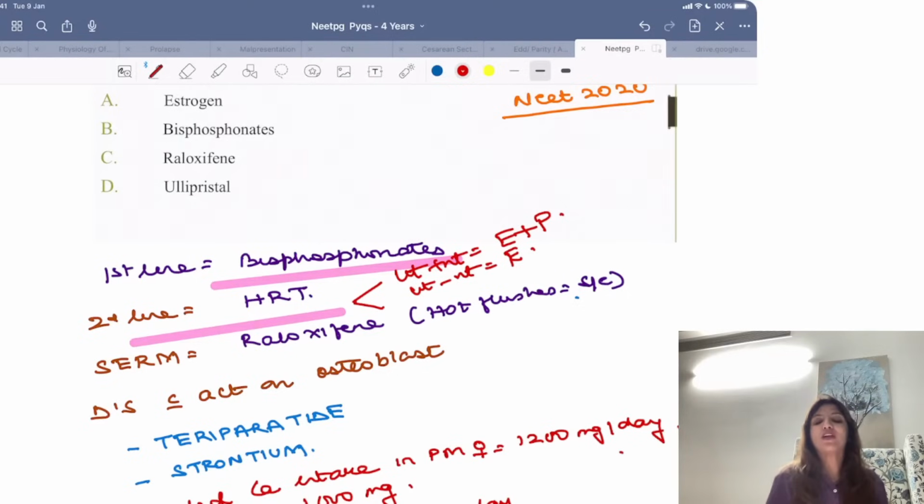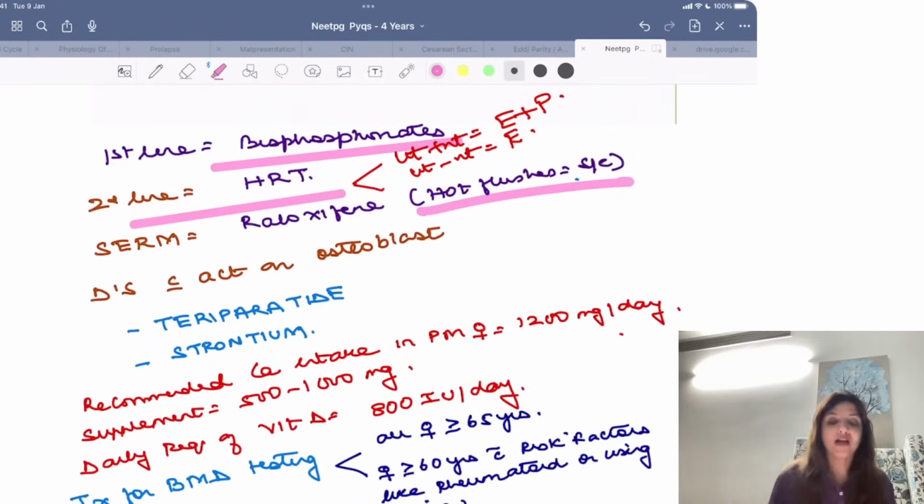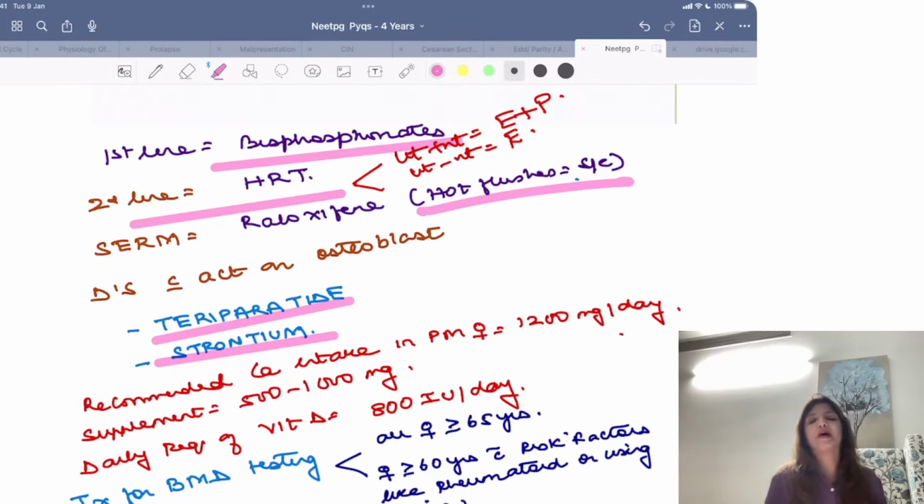Then you can use raloxifene for treating osteoporosis, but raloxifene can never be used for treating hot flashes because its side effect is hot flashes. Then what are the drugs which act on osteoblast? There are only two drugs which act on osteoblast. One is teriparatide, another one is strontium ranelate, right? How do you diagnose osteoporosis? You do it by DEXA scan.